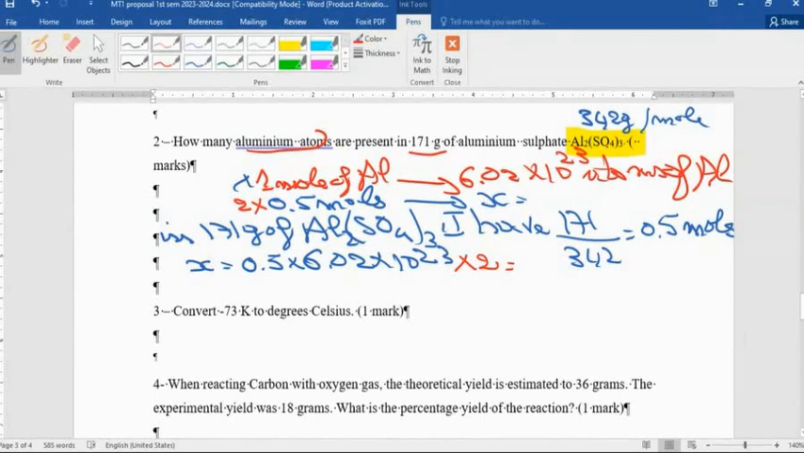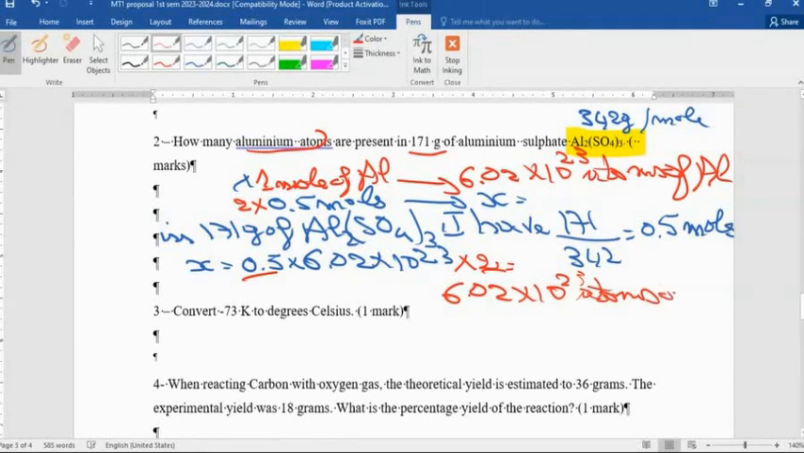And if he asked me how many atoms of oxygen, I have to multiply by 12, because in 1 mole of aluminum sulfate, I have 3 multiplied by 4. I have 12 moles of oxygen. Correct. Do we need to make a calculation here? Do we need to use the calculator? No. Why? Because 0.5 multiplied by 2 will give me 1. And my answer will be equal to what? 6.02 × 10^23 atoms of aluminum.